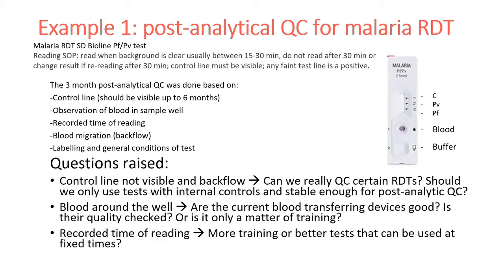So the results of this post-analytical QC showed a few interesting points. The first one was obviously, since there is all this backflow, one of the questions is whether this is even an appropriate way to QC this sort of test. But then if we think about G6PD testing, the other question is whether we only want to use tests with the internal control line and tests that may be stable enough or allowed for post-analytical QC.